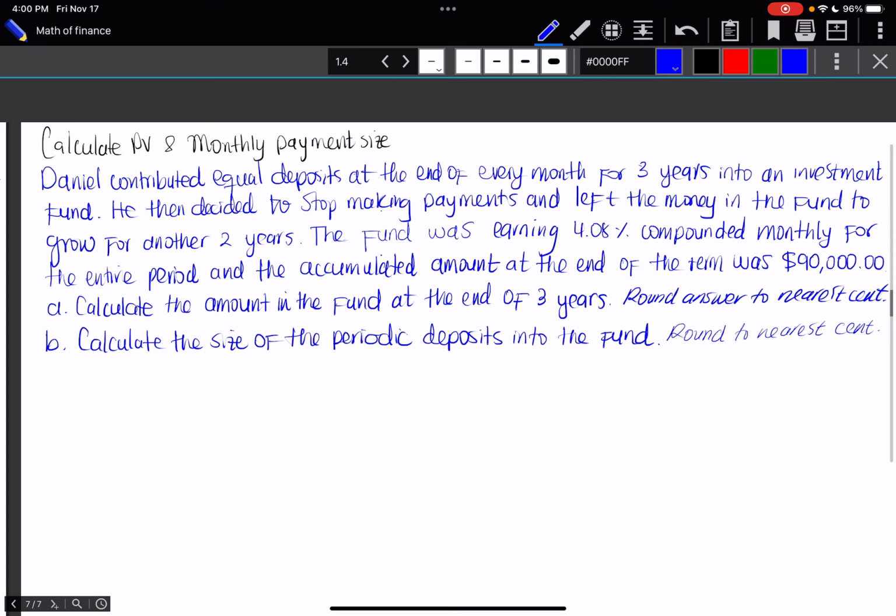Now, Daniel contributed equal deposits at the end of every month for 3 years, so it's a 3-year period. And then he decided to stop making payments and left the money in the fund to grow for another 2 years. We have 2 separate time periods here. Because Daniel doesn't pay any deposit for the last 2 years, there is no annuity for the last 2 years. So the annuity is only happening the first 3 years. Here we have the annuity.